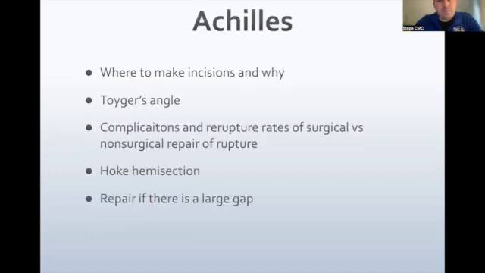For Achilles tendons, you want to make sure where you're making that incision and why you're making that incision where you are, knowing that the blood supply to that area is compromised, and planning your incisions appropriately. Know your angles, know what a Hoke hemisection is, the complications and re-rupture rates of surgical versus non-surgical repair of rupture. Essentially, knowing that your complication rate can be high, your re-rupture rate of surgical versus non-surgical can also be high, and just knowing those up-to-date data.